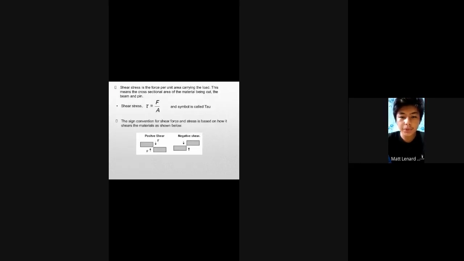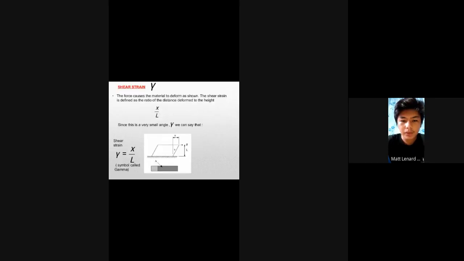So shear stress is the force per unit area carrying the load. This means the cross-sectional area of the material being cut, the beam and pin. So the shear stress, represented by tau, is equal to F over A. Shear stress is represented by the symbol tau. Then the sign convention for shear force and stress is based on how it shears the material as shown below. So for the shear on materials, we have the positive shear and the negative shear.